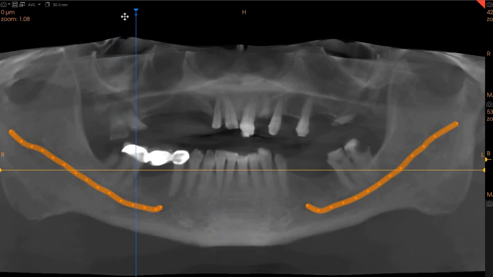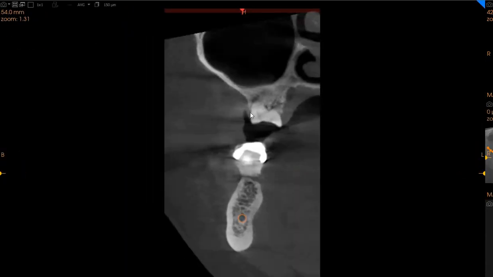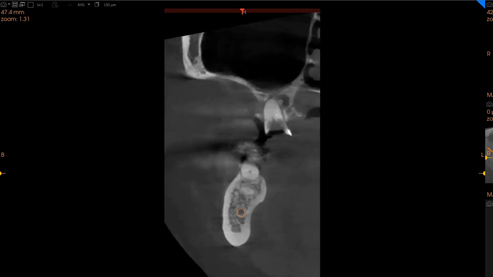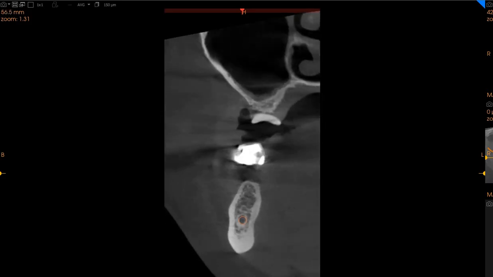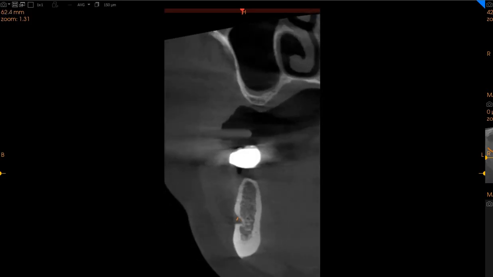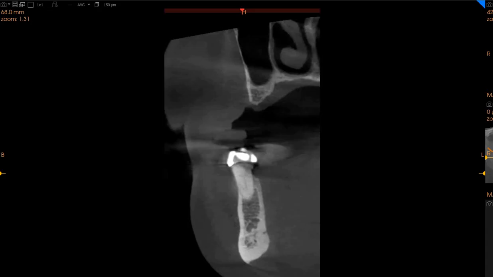As you can see right here, this is the upper right 7. If this tooth is extracted, we'll have a ridge width of approximately 11 millimeters and a height of 7 millimeters. The upper right 8 is also grossly carious with a periapical radiolucency. The region of the 6 does not have enough bone. The region of the 5 does not have enough bone.